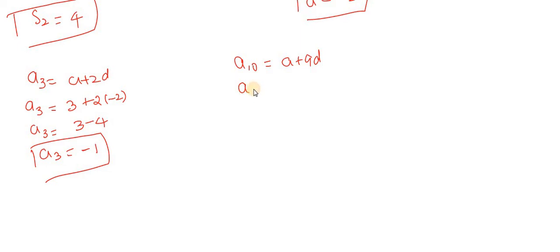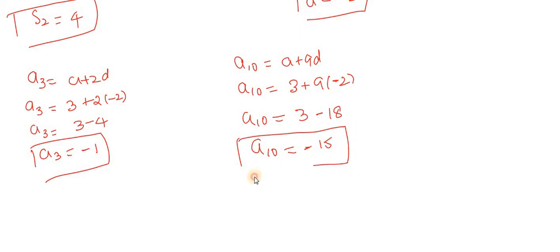And again here, A10 is equal to 3 plus 9 into minus 2. 9 2s are 18. So A10 is equal to 3 minus 18, which is minus 15.